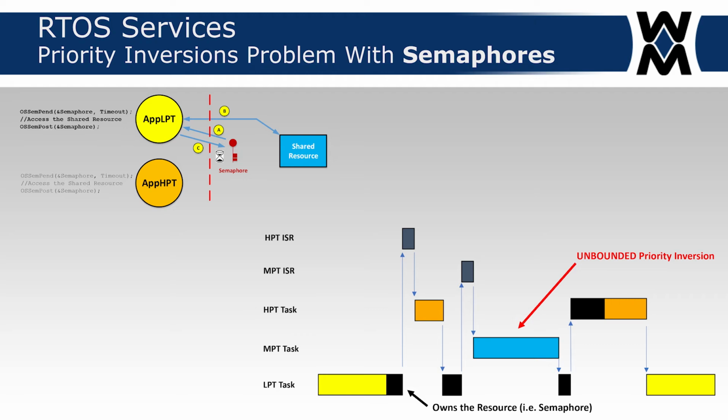So the reason I say people don't use that anymore is because of a problem called priority inversion, and that occurs when you're using the regular semaphore. So this is what happens: a low priority task occurs, an event for a high priority task occurs.